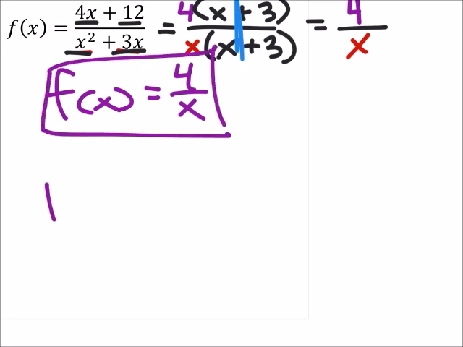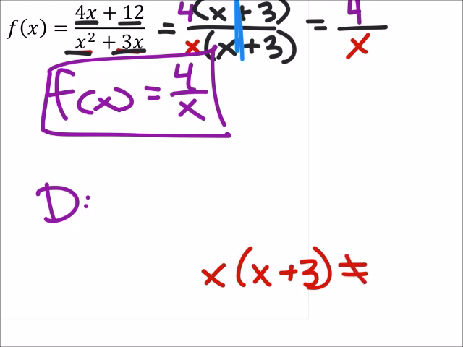The last thing we need is the domain, which we should look at just the denominator, which right now, factored, we got x times x plus 3, but we just can't have that equal to 0. Now I've got an x and an x plus 3. If either one of those were ever 0, then it would tell us a value of x that would not work. So I can split this up.